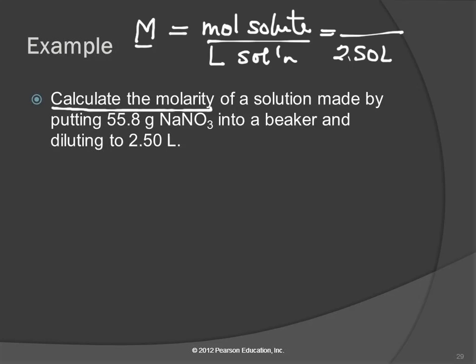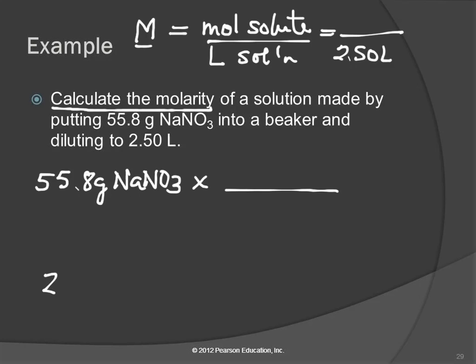What are the moles of solute? Did they just hand that to us on a platter? No, they gave us a mass. 55.8 grams of sodium nitrate. Can we figure out how many moles are in there? Sure we can. We do that all the time. We need the molar mass, right? Periodic table. 1 sodium, 22.99. 1 nitrogen, 14.01. 3 oxygens, 16.00.